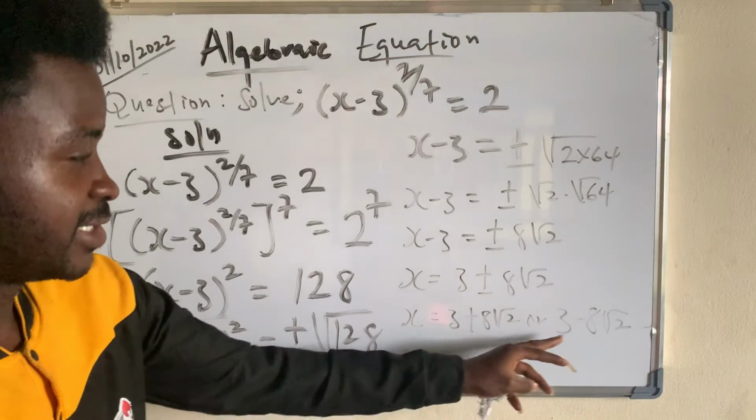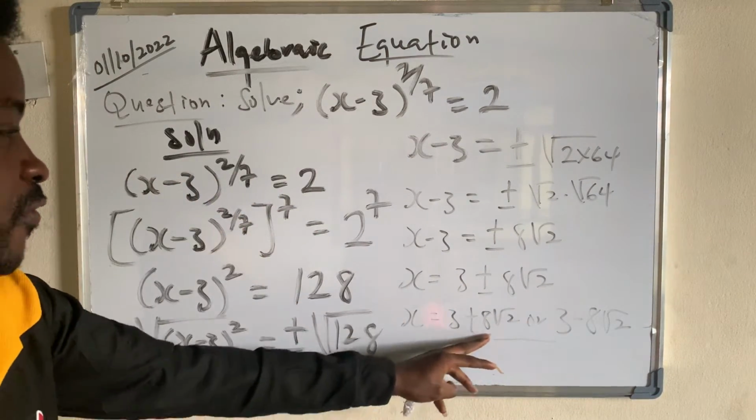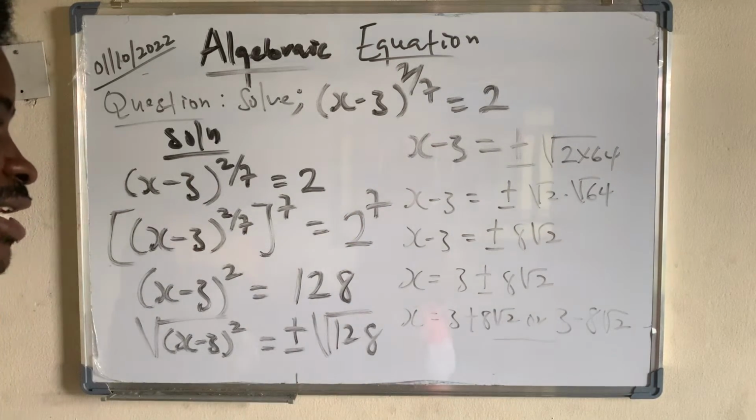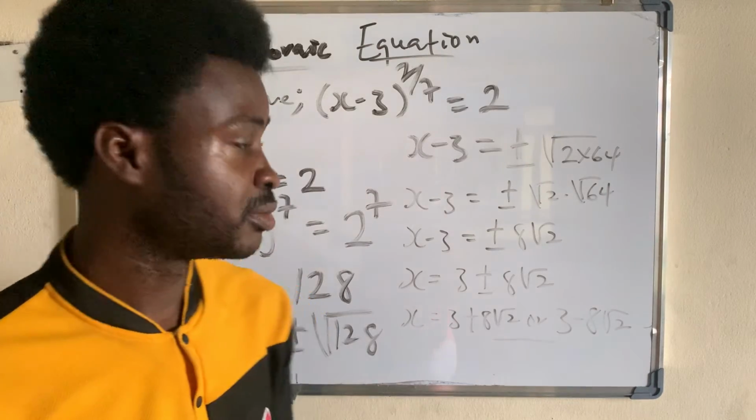If we check this in the given question, substituting for x these values, we will end up with 2 on the right hand side, which shows that the solution is right.